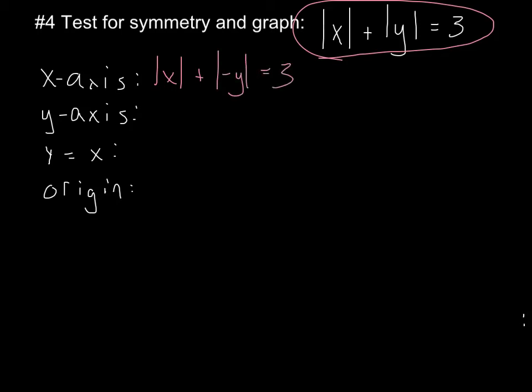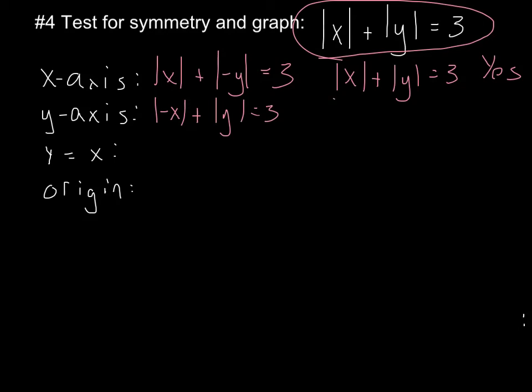Well, what's the absolute value of negative y? Well, that's just the absolute value of positive y. So we would say, yes, it's got symmetry in the x-axis. Now try the y-axis. So now switch your x values. Does that become absolute value of x plus absolute value of y? It sure does. So we would say, yes, it's got symmetry in the y-axis.